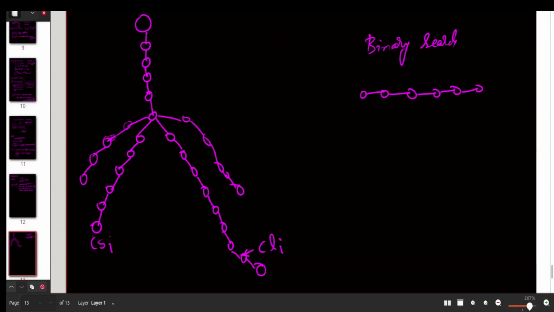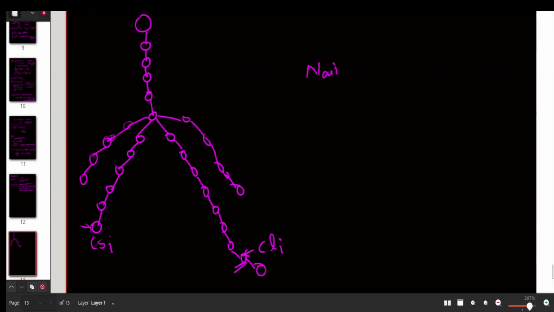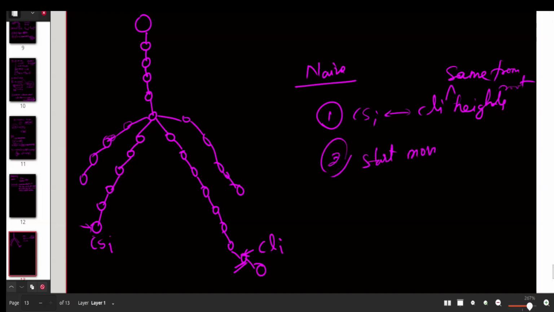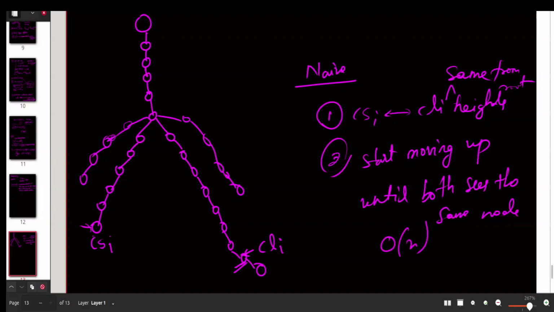Now, is it possible to somehow find the LCA of these two nodes here without actually jumping all the way to the common ancestor? What is the naive way? First step is to bring SI and LI to the same height or depth from the root. And the second step is to start moving up until both see the same node. But like I said, this can take O of n in the worst case.